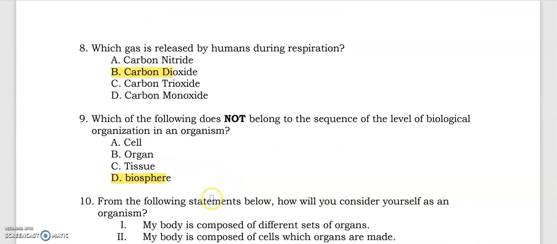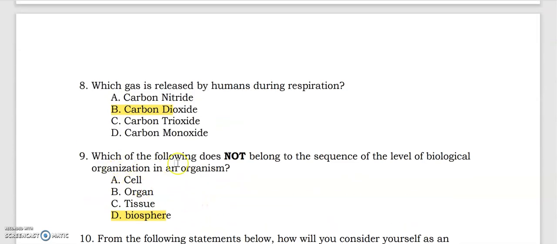Number 8, which gas is released by humans during respiration? It's carbon dioxide. Then, which of the following does not belong to the sequence of the levels of biological organization in an organism? Alright, it's biosphere. So, it is not included in the organism, but it is still part of our nature, the ecosystem.